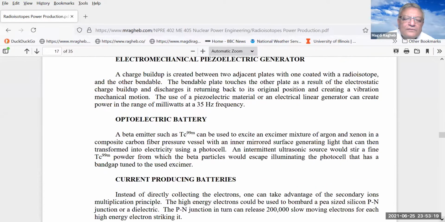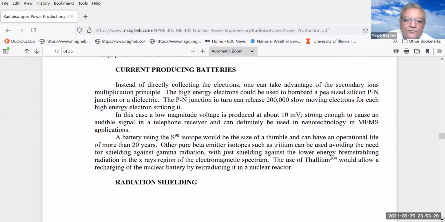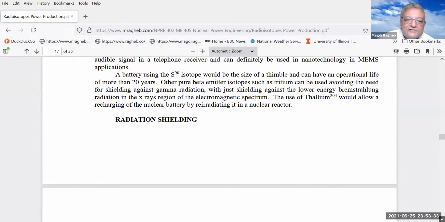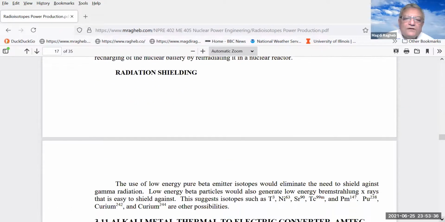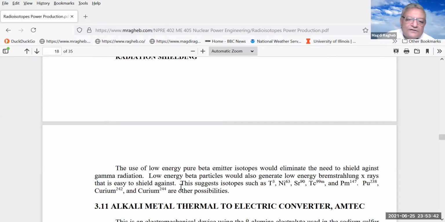Other methods that people have been talking about are the piezoelectric generator, the optoelectric battery, and many other ideas. The current ones are the PN junctions that NASA uses in its space probes. You have to shield some of those isotopes, like plutonium-238, against gamma radiation. And that suggests that a more promising use is isotopes that are emitters of electrons.